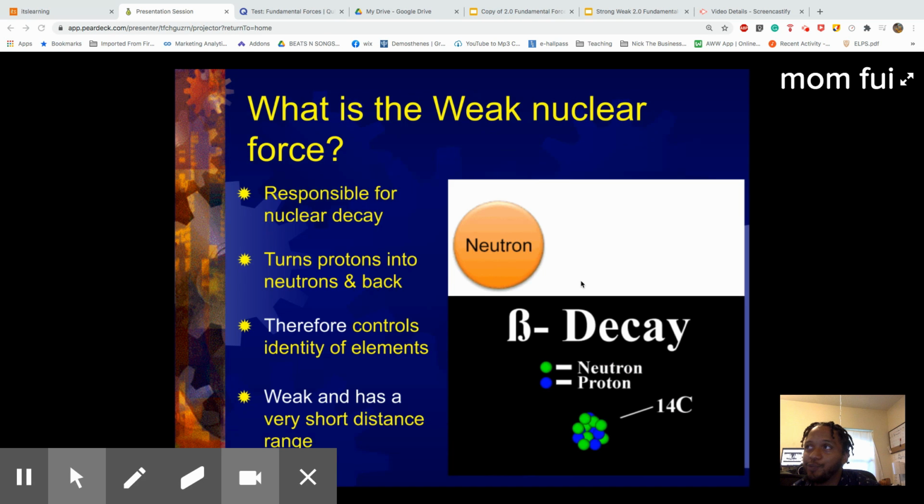So what is weak nuclear force? This is responsible for nuclear decay and turns protons into neutrons and back. Therefore, it controls the identity of elements, and it's weak and has a very short distance and range. So let's get more into this next. Remember guys, the main things that you're writing are the objects that are in yellow, unless I say otherwise. Let's go next.